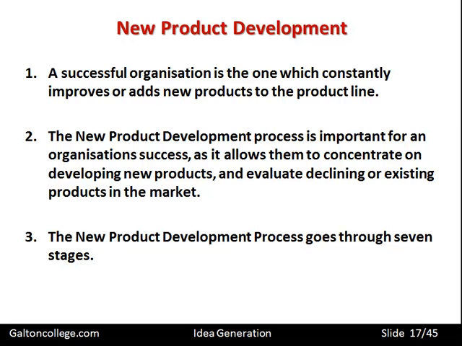We can see it as containing 7 stages. New product development process goes through 7 stages, and this is what many of the textbooks in the area suggest. So 7 stages for new product development.